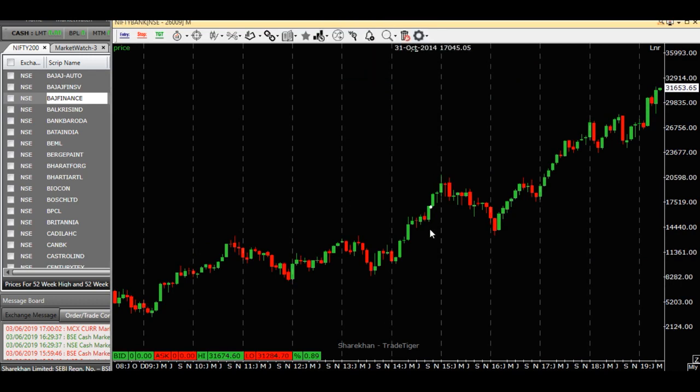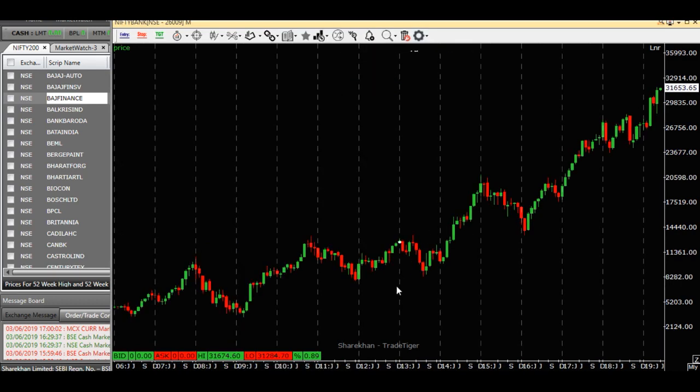And we can see the same in Bank Nifty as well. We can see one flag here, one flag here, another one here, another one here.